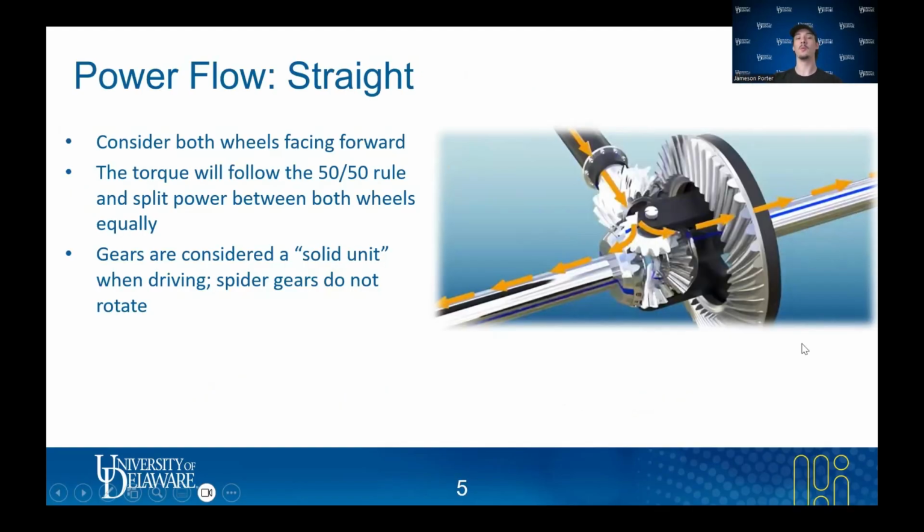So power flow. When the car is going straight, the ring gear through the pinion will start to rotate and the spider gears will orbit with the ring gear because of the black brackets connecting them, but they will not turn at all. The spider gears will not rotate on their own. So this creates what is called a solid unit differential. So the differential is just spinning as a whole, basically, because of the pinion gear and the connections. So both wheels will rotate at the exact same speed.